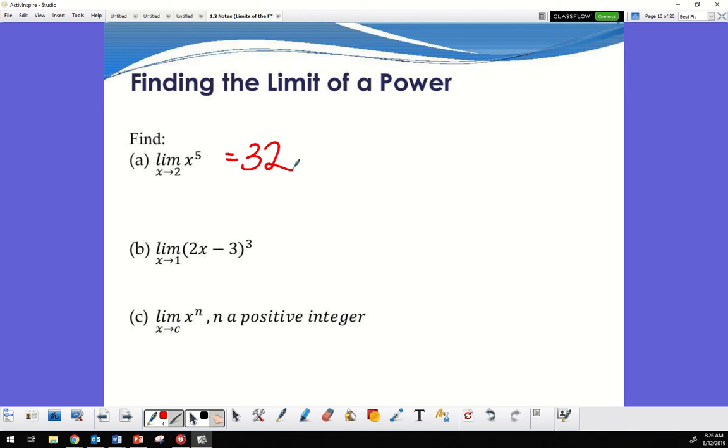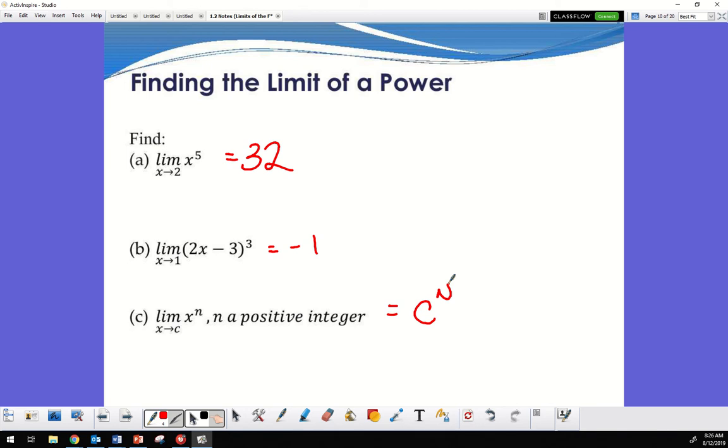Okay. All right. Any restrictions on B? No. So let's go ahead and plug it in, and my answer is -1. Okay. So n is a positive integer. So what would I do? Okay, so my answer is going to be c to the n. That's it.